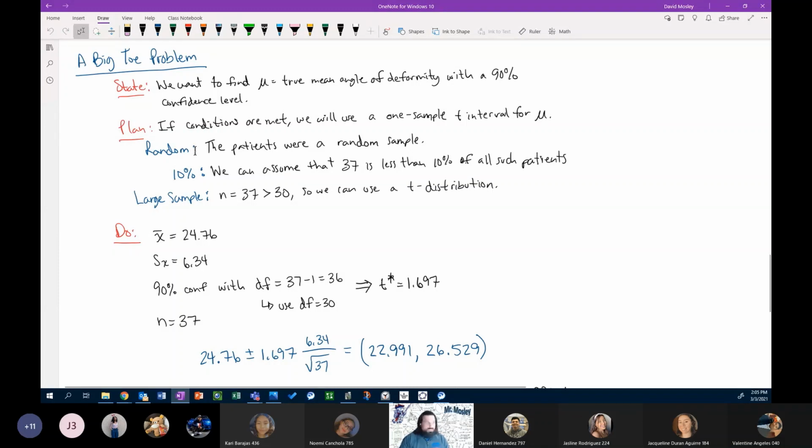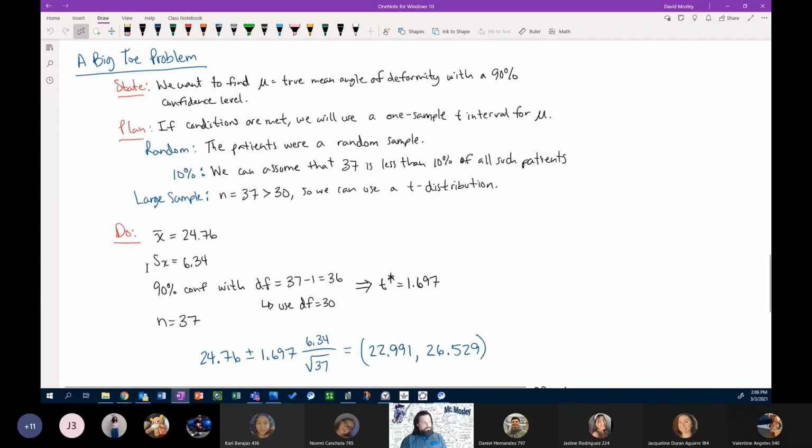So we're checking our conditions now as the next part of the plan. Random, well, our patients were a random sample. Condition met. 10%. We can assume that 37 is less than 10% of all such patients. This is an assumption we get to make because they didn't tell us the size of the actual population, so we can't check it. They're asking us to find this interval. So that information being all that we have, we're just going to assume that this is going to be okay. But we still have to say that. And then this meets our large sample condition, and n is equal to 37, which is greater than 30, so we can use the t-distribution. So all of our conditions have been met. We've finished our planning stage.